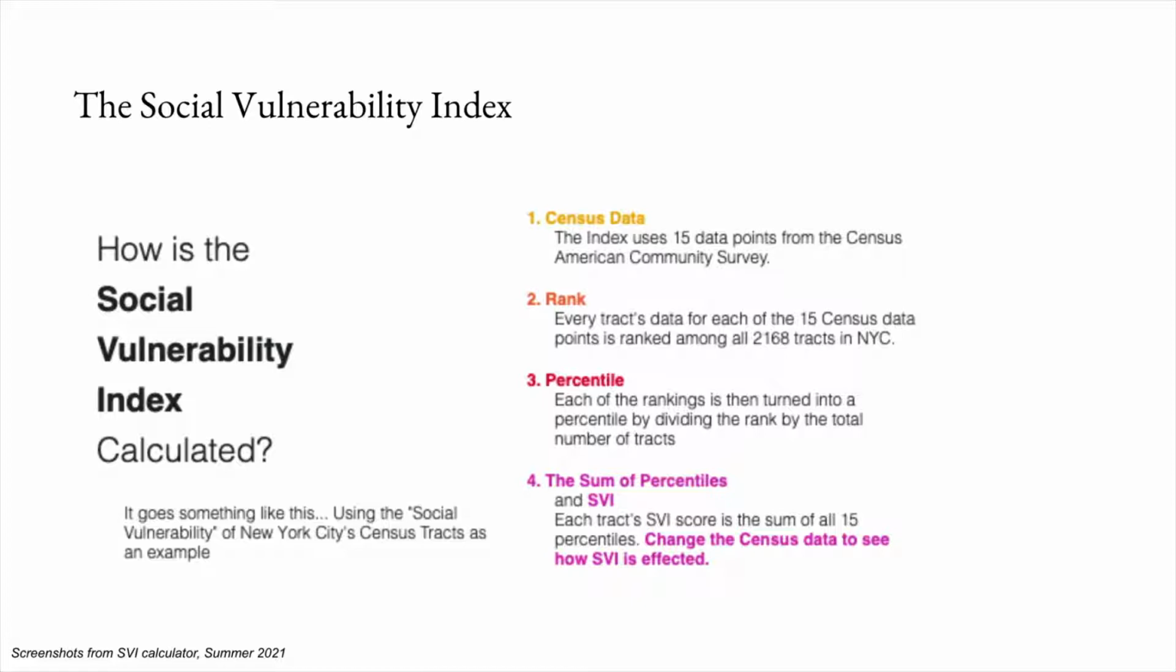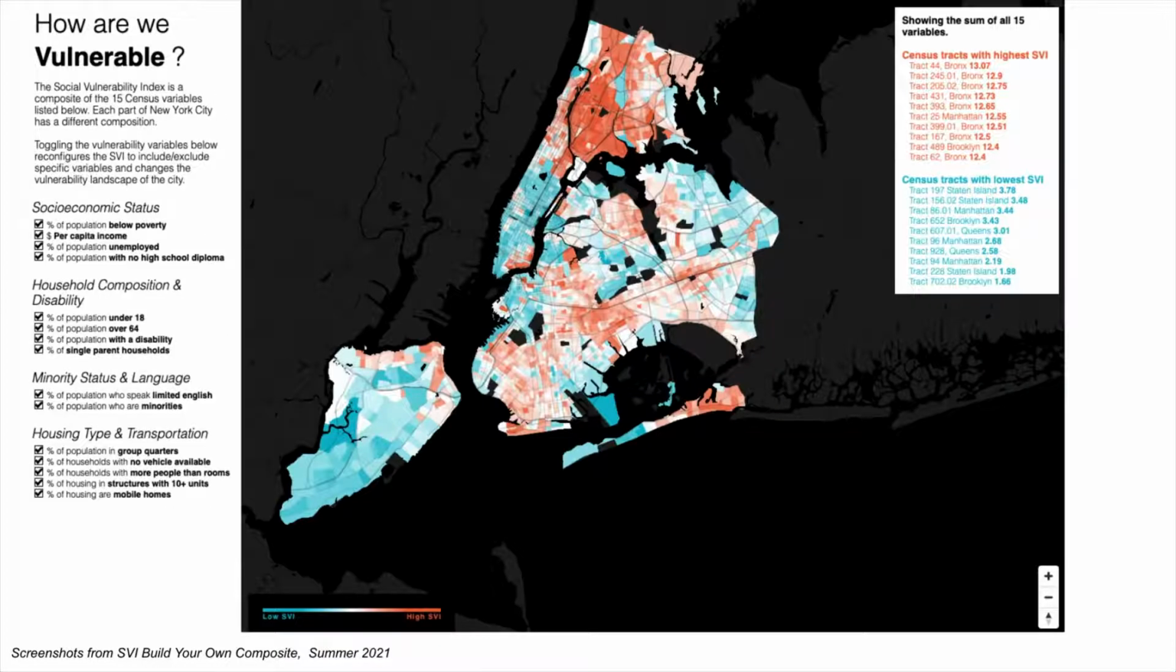The first thing we built to explore the idea of explaining this index was a calculator. Then following this explanatory approach, we built a second interface where users can come to choose their own definitions for the index by checking and unchecking the existing criteria for vulnerability and see the results reflected on the map.